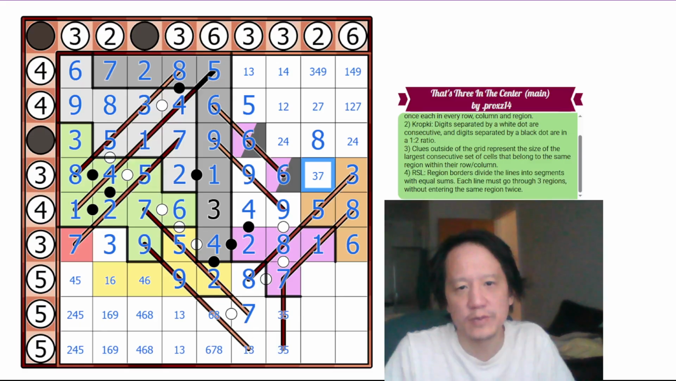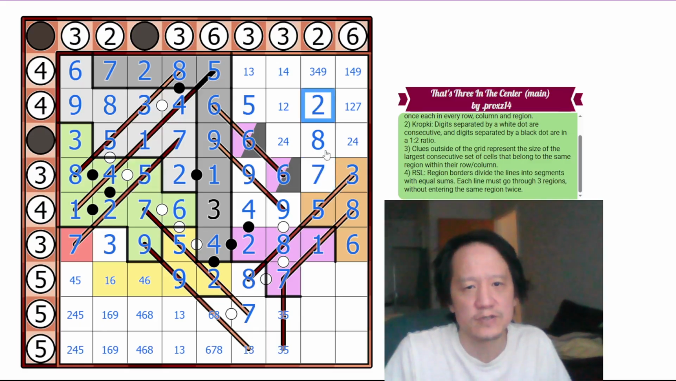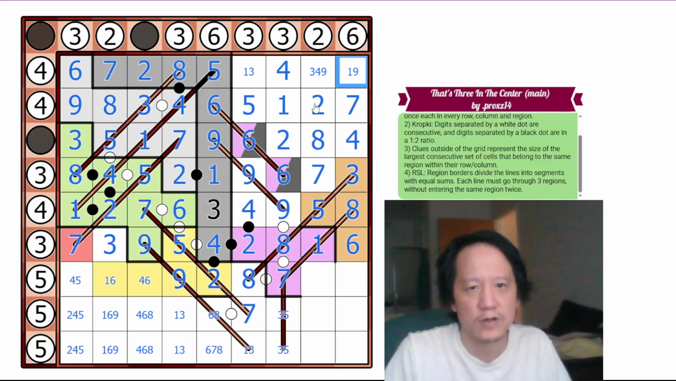This is 3, so this can't be 3. This is 7, which means this can't be 7. This is 2. This can't be 2, so that's 1. This can't be 1 or 2, so it's 7. This 1 eliminates 1 here, so it's 4. That makes this 2, which makes that 4. This can't be 4 here. This can't be 4.